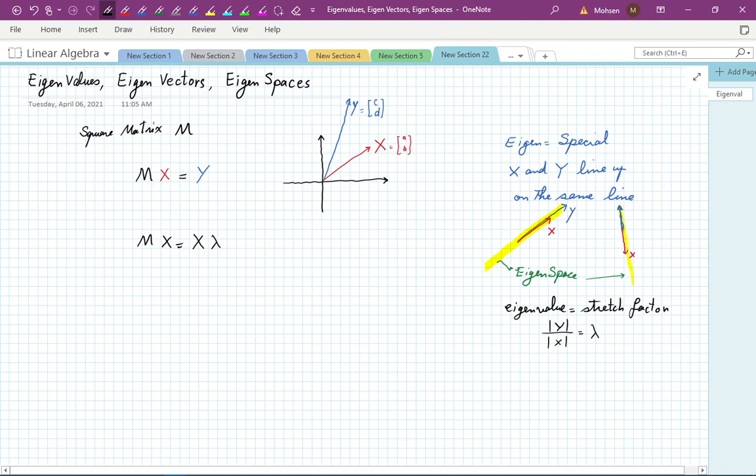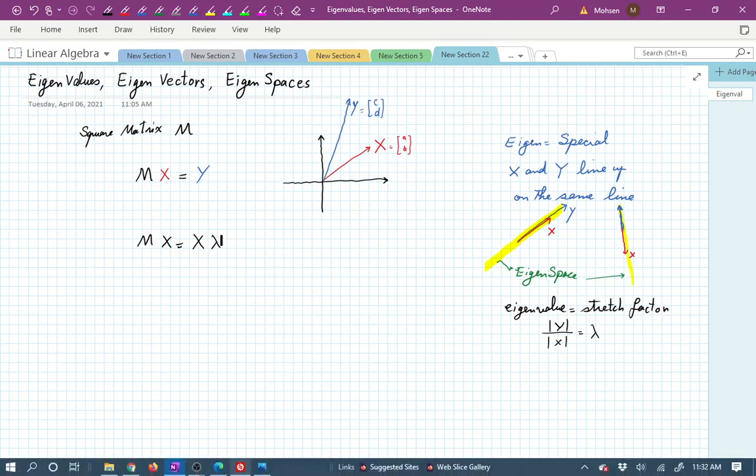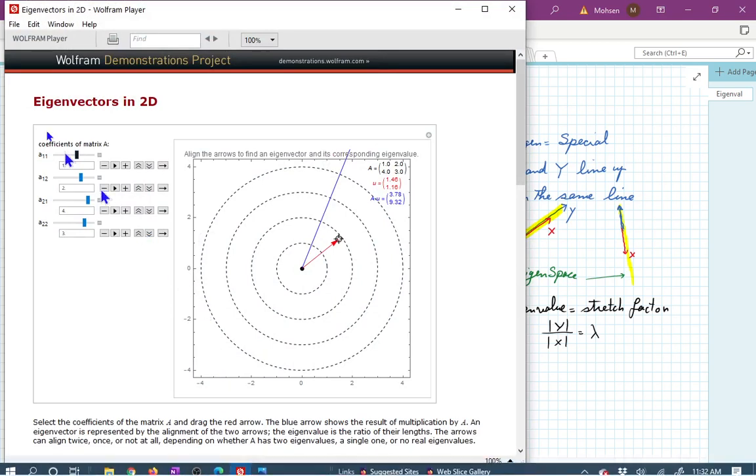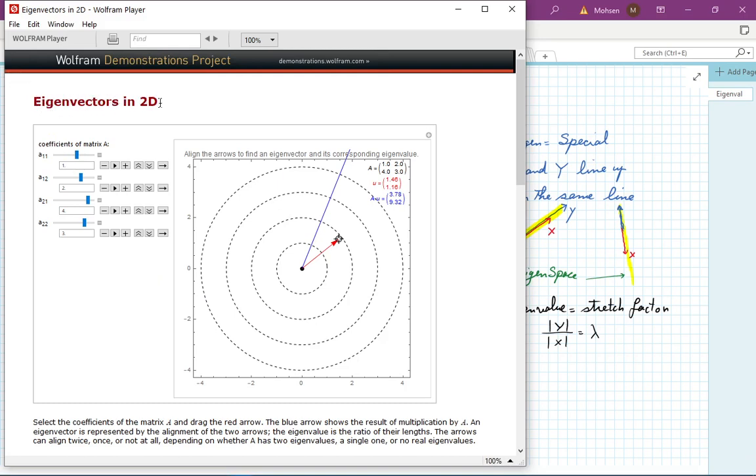We looked at a very nice app last time. Let's go ahead and take a look at that again to see what it is that we are referring to here. So this was this nice app from a Wolfram demonstration project. You go there, look for eigenvectors in 2D. You have to download it, and then you also have to download Wolfram Player to be able to play with that. It's a kind of large download.